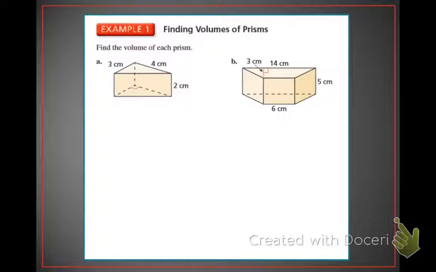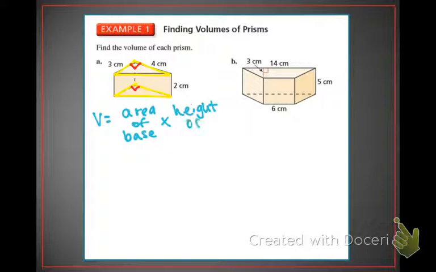So, we're going to look at our first examples. Letter A. What does it look like our bases are? What shape? Triangles. Go ahead and highlight them. A right triangle and a right triangle. So when we go to find the volume, it is the area of the base times the height of the object.